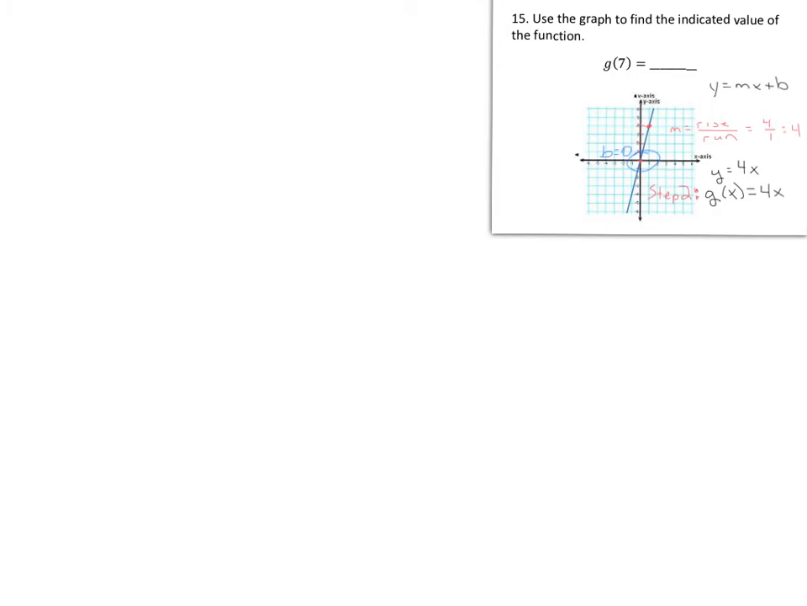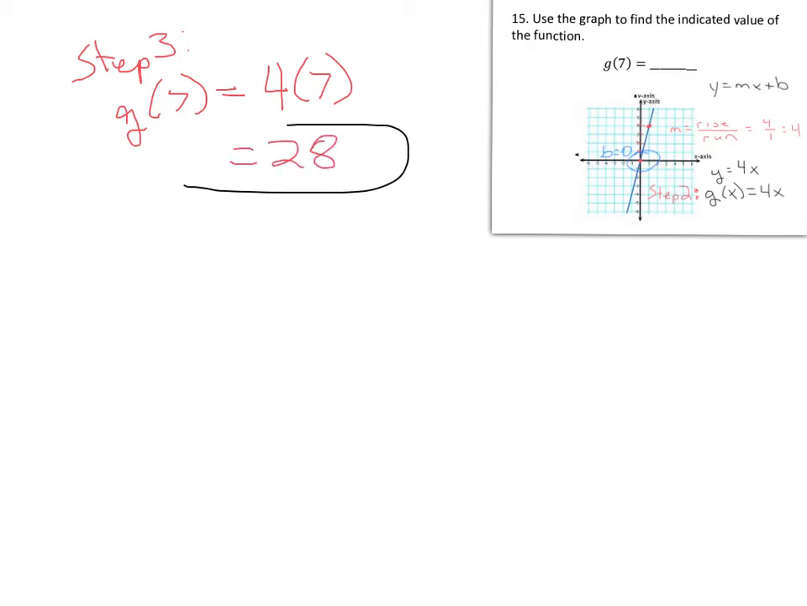Now that we've done that, we can go on to step 3 and find out what g of 7 is. And g of 7 is 4, and everywhere we had an x, we're going to put a 7. So g of 7 is simply 28, and that's our final answer.